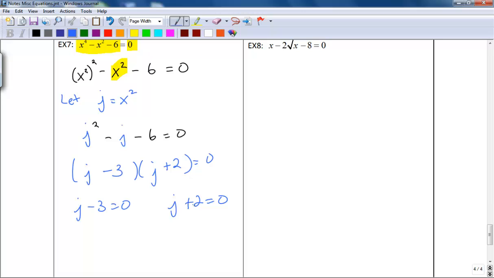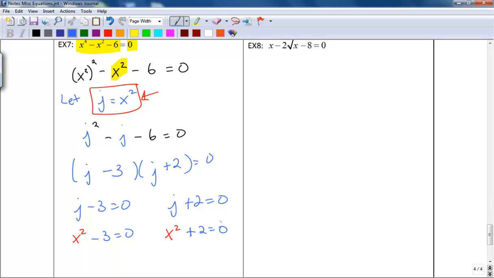But do I care about J? No, my original problem was in x's. So what I need to do now is put the x back in place of the J's and finish solving. So I have, instead of J, x squared minus 3 equals 0. And on the other side, again instead of J, x squared plus 2 equals 0. Right? So what did we do so far?